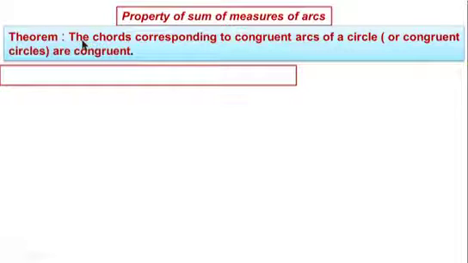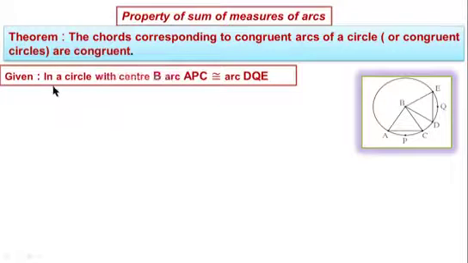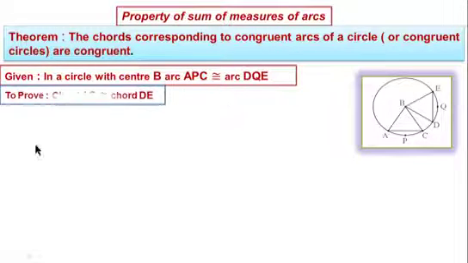Theorem: the chords corresponding to congruent arcs of a circle or congruent circles are congruent. See this figure. Given: in a circle with center B, arc APC is congruent to arc DQE. To prove: chord AC is congruent to chord DE.